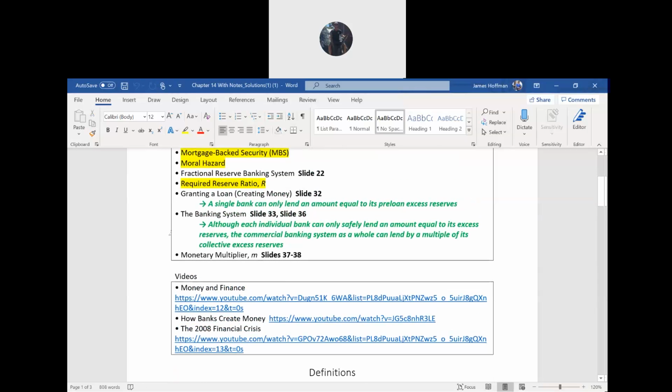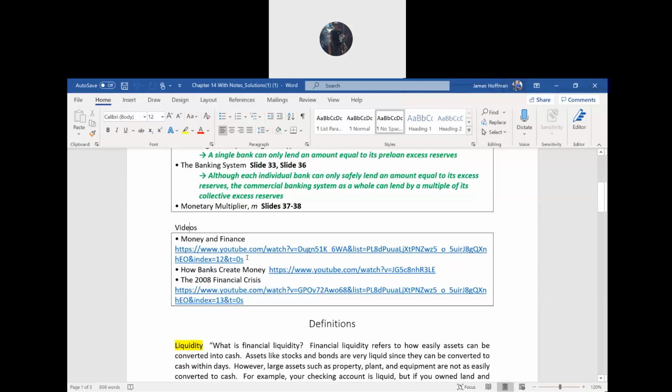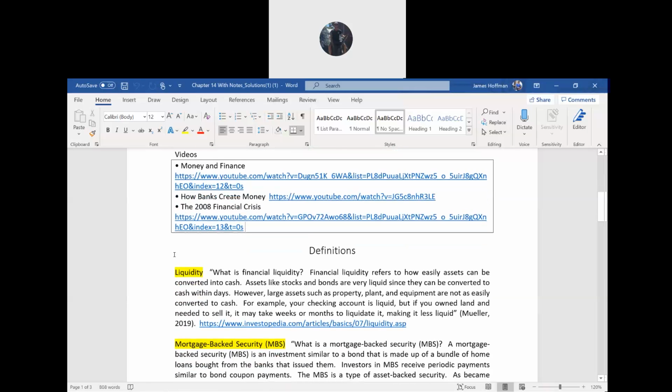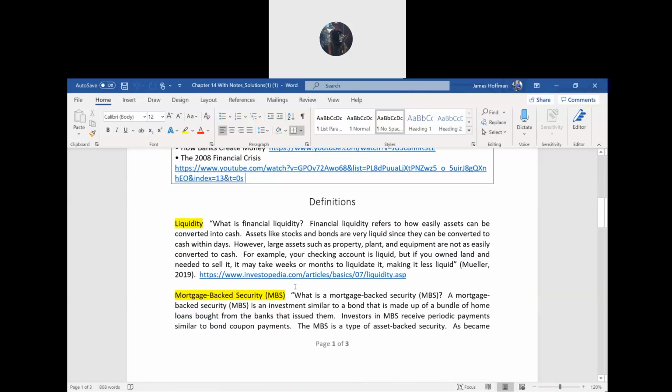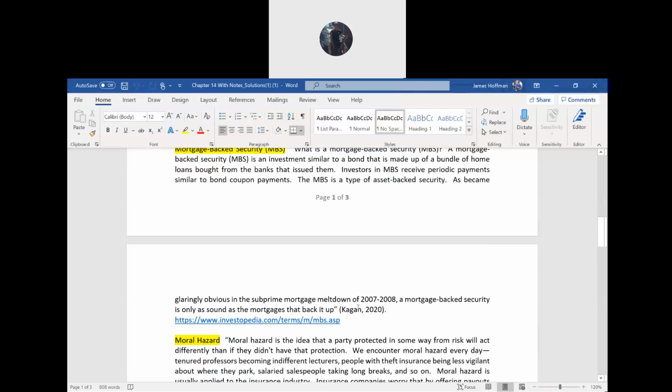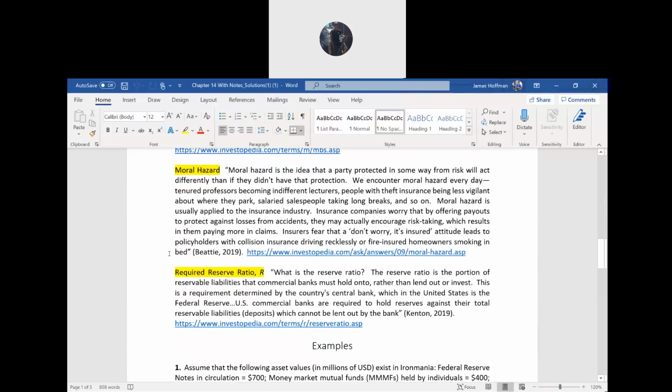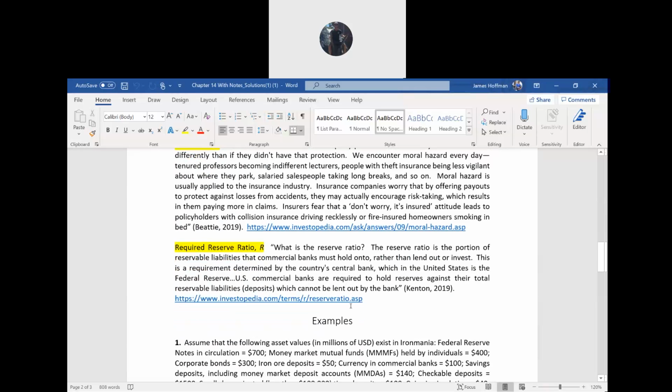And then there are some optional videos. A nice one on money and finance. This one gives a little 5 minutes on how banks create money. And this one is on the financial crisis. So take a look at those videos if you get a chance. We went through these definitions, but you can click on the link if you want more on liquidity, mortgage-backed securities, moral hazard, and the required reserve ratio.